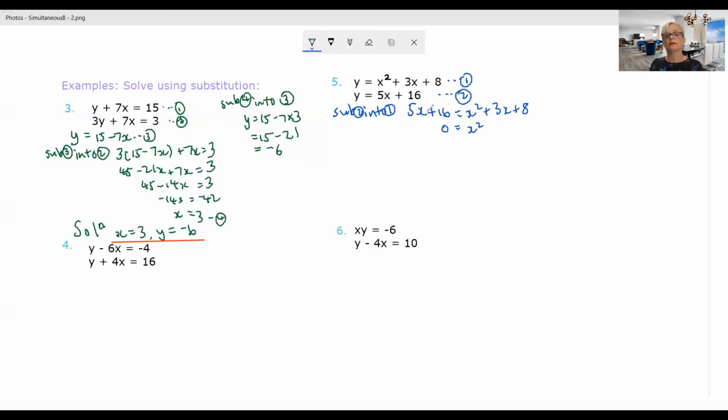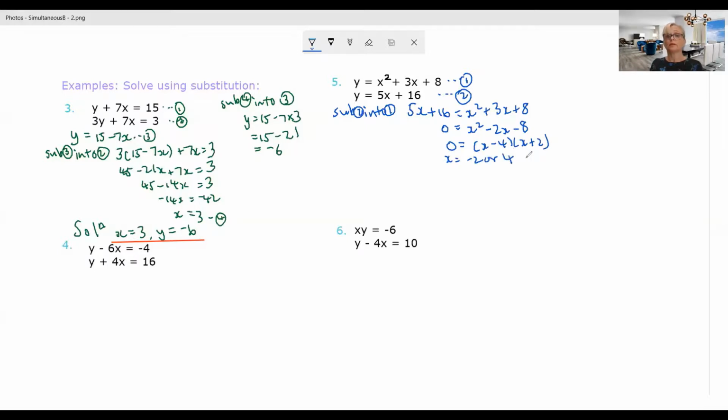So x squared, we're going to take away 5x, so x squared minus 2x minus 8 is 0. This is quite an easy one to factorise. We're going to get (x minus 4)(x plus 2). So x is negative 2 or 4.